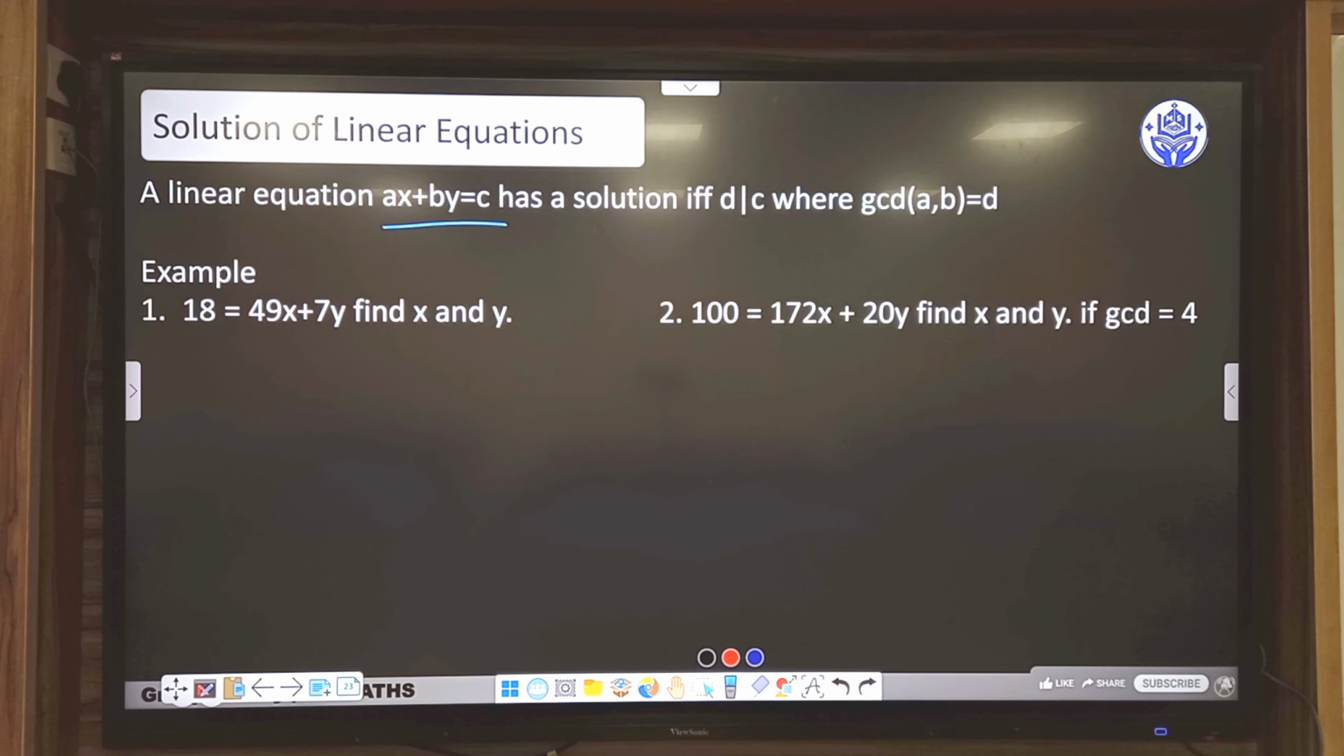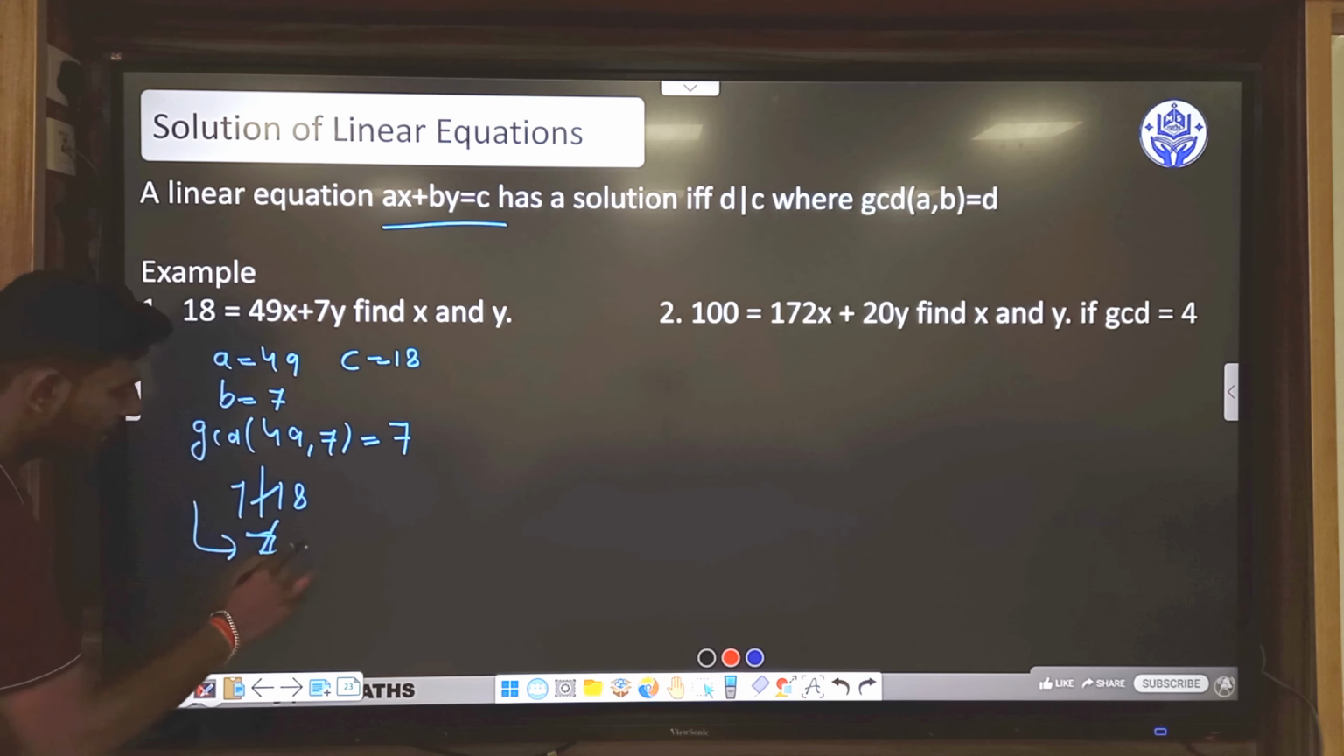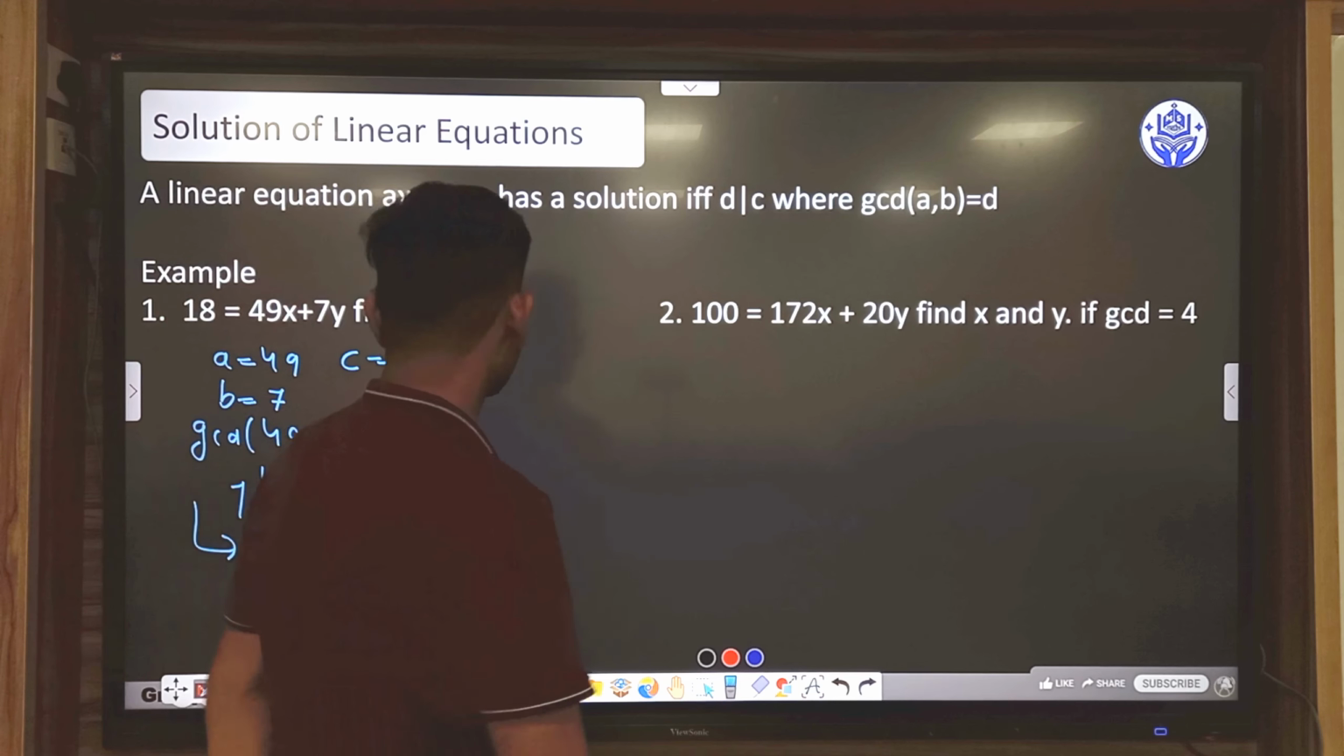Okay, we'll just find it. What is my a here? a is equal to 49 and b is equal to 7. We will just find the GCD. The GCD of 49 and 7 is easy, that is 7. Now what is c here? c is 18. Can my 7 divide 18? Of course not, it is not dividing. It means there does not exist a solution. There is no solution for this particular example.